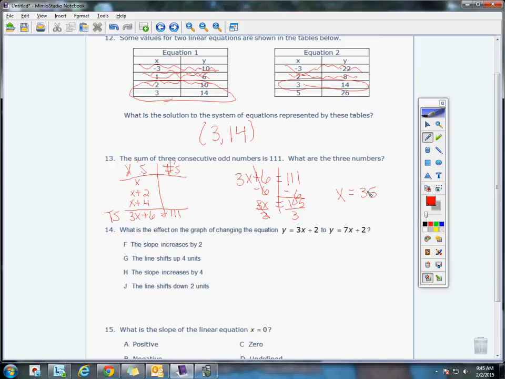Now that's not your answer. You have to go ahead and use that, plug it back in over here. So x is 35. Then we're going to add 2 to get 37. And then it says x plus 4, so 35 plus 4 to get you 39. So my three numbers are 35, 37, and 39.